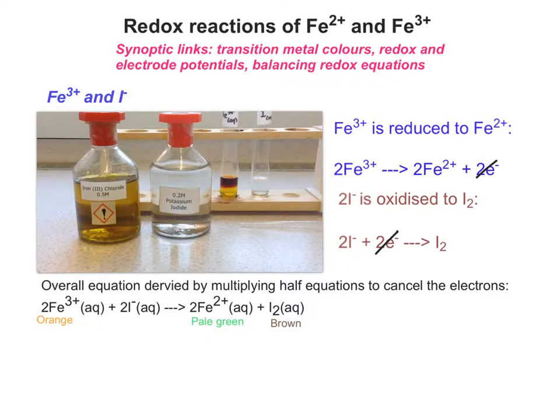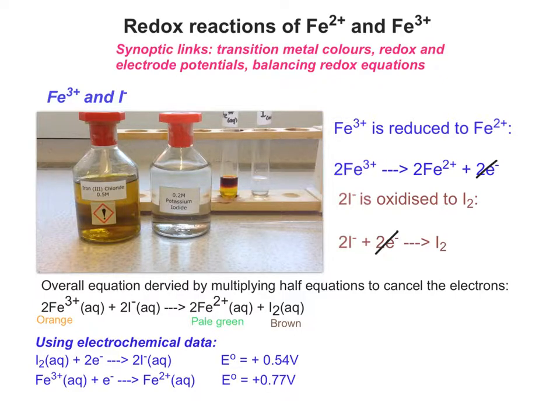And if we put the colours underneath the species again in the main equation, I haven't put a colour underneath iodide because clearly you can see from the photograph that it's colourless. So the brown colour indicates the formation of iodine. It's difficult to tell that Fe2+ is there because obviously pale green will be masked by a stronger, darker colour like brown. But we can again use electrochemical data to support what we're doing here.